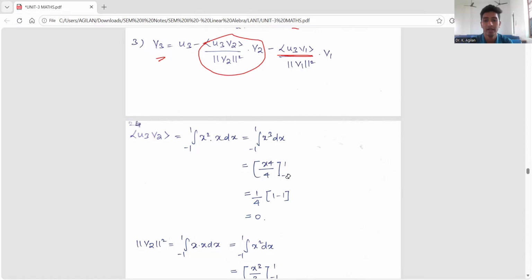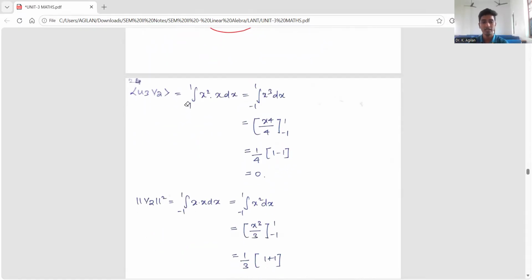So substitute my lower limit, upper limit. We can get 1 by 4, the common 1 by 4, take it outside. So x power 4, upper limit is 1, minus lower limit of minus 1 power 4 is plus 1 only. So minus 1 minus into minus of plus 1 equal to 0. So this term totally is 0.